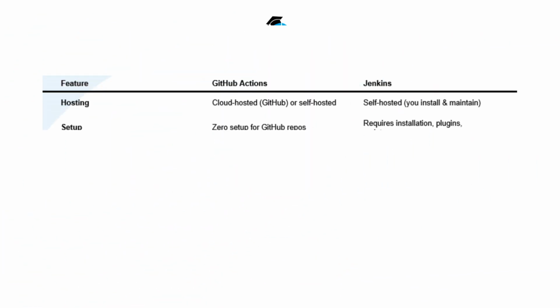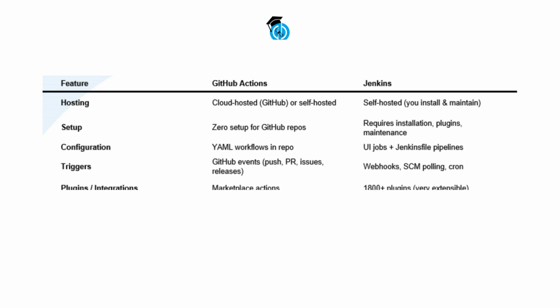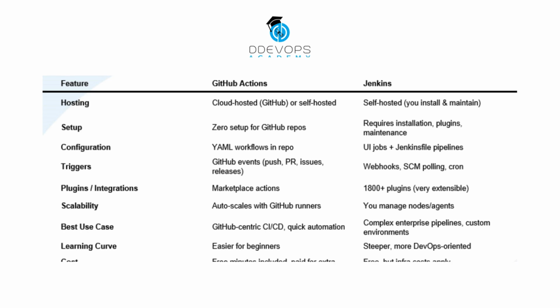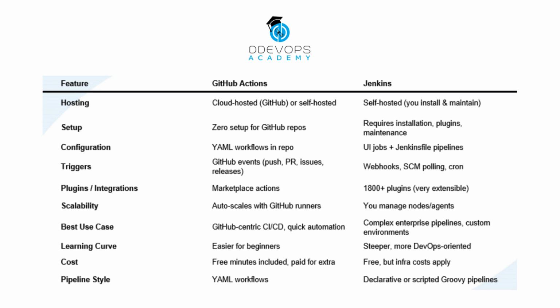GitHub Actions is cloud-hosted with simple YAML workflows and auto-scaling runners, great for GitHub-centric projects. Jenkins is self-hosted, highly customizable with thousands of plugins, and ideal for complex enterprise pipelines. In short, GitHub Actions offers ease, while Jenkins delivers full control.